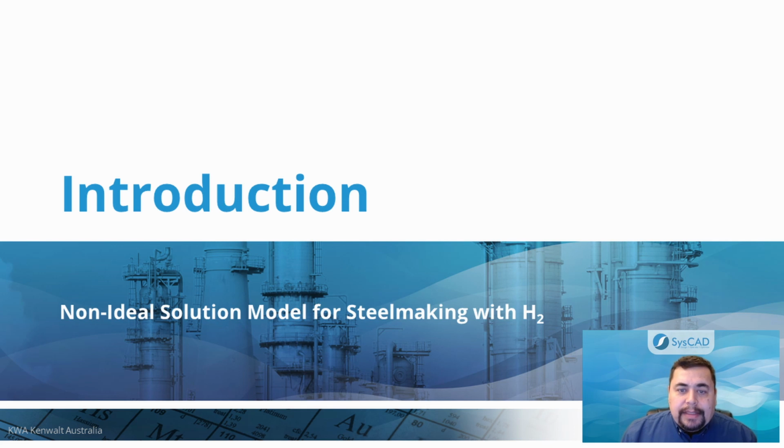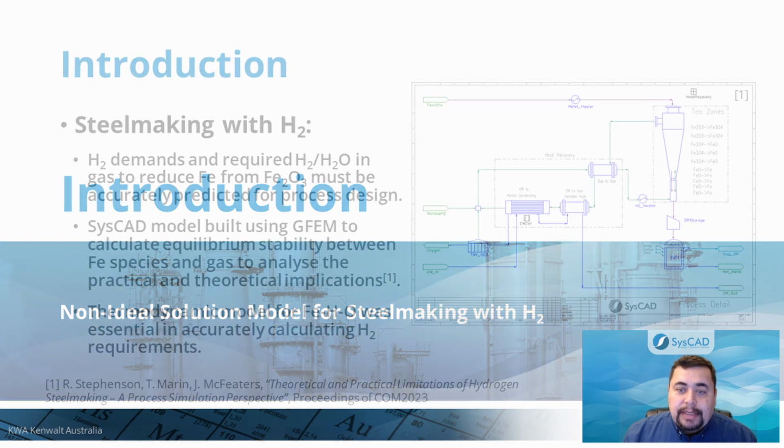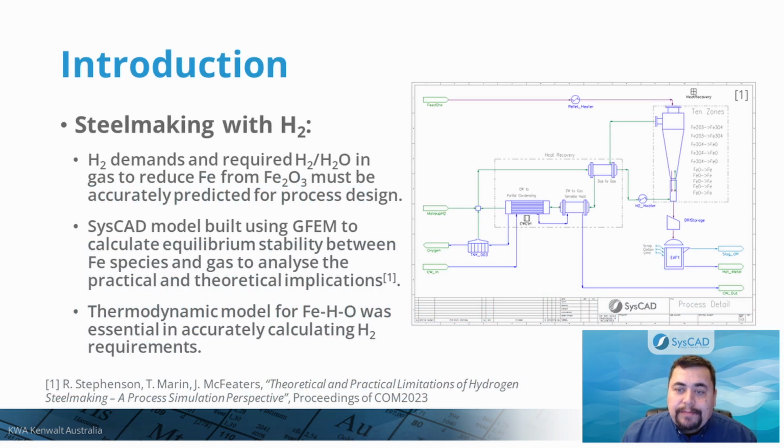Okay, the topic of this presentation arose during the simulation of a green steelmaking process. You most certainly have seen the increase in interest and efforts to reduce the use of carbon in our industry, and steelmaking is of course no exception. So we wanted to look at the theoretical and practical limitations of using hydrogen to produce steel.